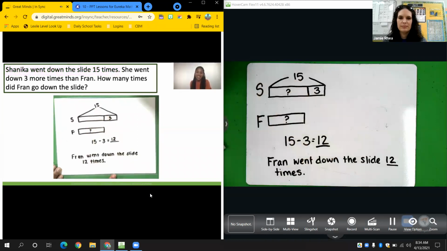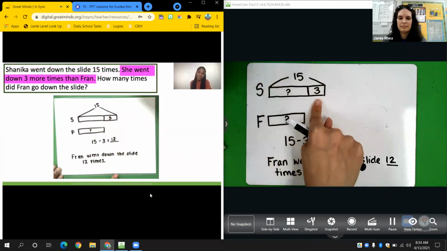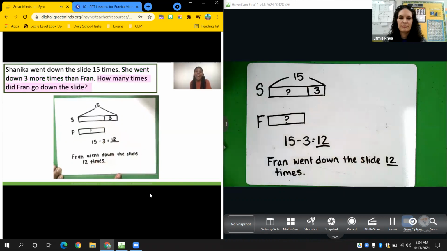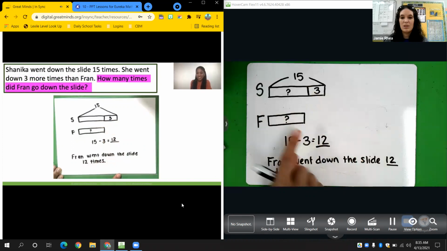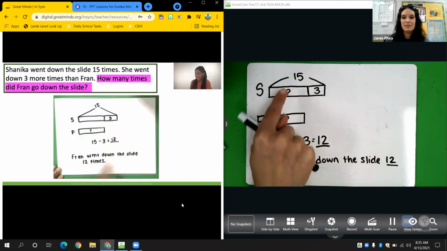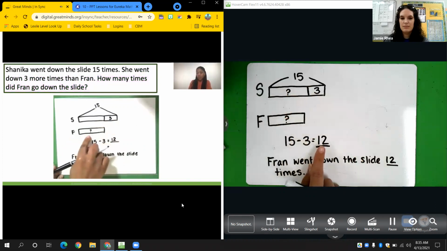The next sentence says, she went down 3 more times than Fran. Where do you see that in my tape diagram? Right here. How many times did Fran go down the slide? Can you point to where you see that in my tape diagram? Well, we don't have that answer yet. Right here. I labeled Fran's tape and I put a question mark.